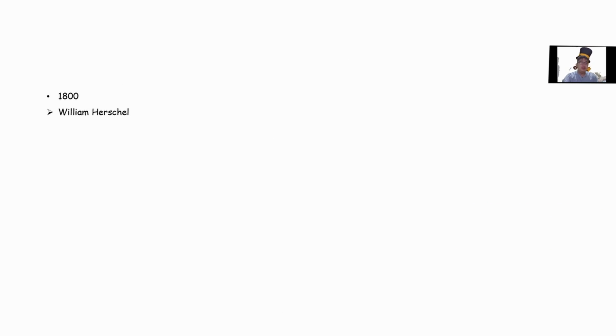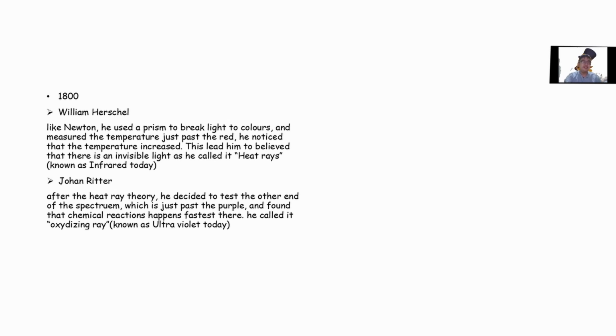In 1800, William Herschel, like Newton, used a prism to break light into colors and measured the temperature. When he reached past the red, he noticed that the temperature increased. This led him to believe that there is an invisible light, which he called heat rays. It is known as infrared today. Johann Ritter, after the heat ray theory, decided to test the other end of the spectrum, which is just past the purple, and found that chemical reactions happen faster there. He called it oxidizing ray, but today it is known as ultraviolet.